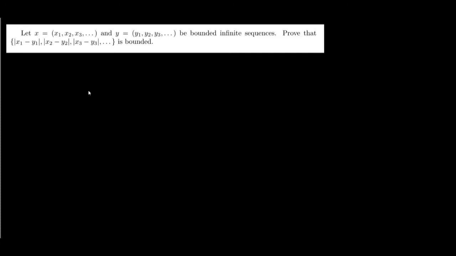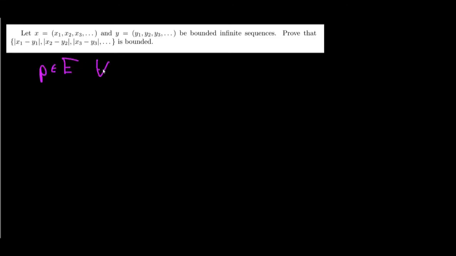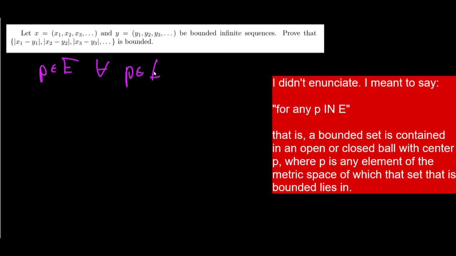Now, in a previous video, we talked about how if a subset of a metric space is bounded, then it is contained in an open or closed ball. And we proved in that video that it is contained in an open and closed ball with center P in that metric space E, for any P in E, where E is our metric space.